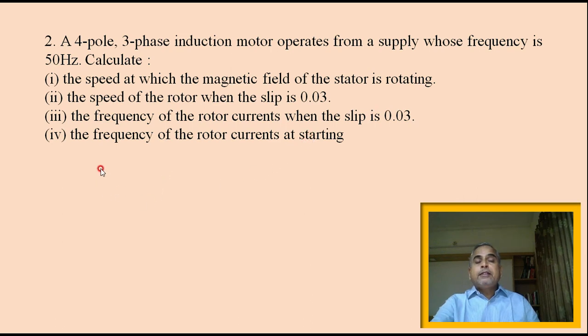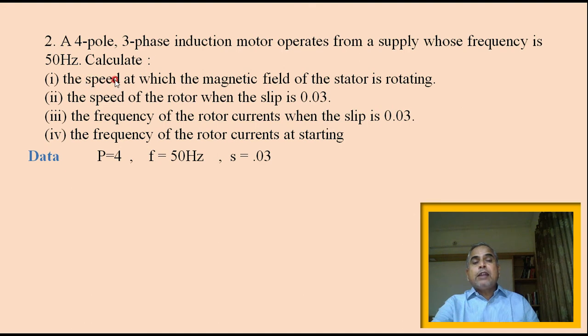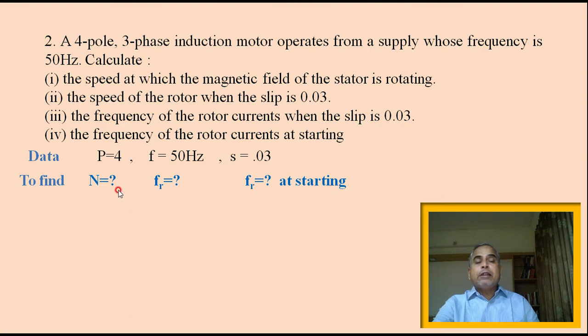We will go by the first. You have to write the data given. The data given is the number of poles, the frequency and the slip. Slip is 0.03. Then the first thing you have to calculate is the speed at which the magnetic field of the stator is rotating, that is ns. Then you have to calculate n, Fr for slip 0.03, and Fr at starting. These are the three quantities you have to calculate.